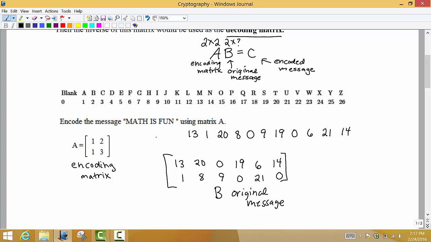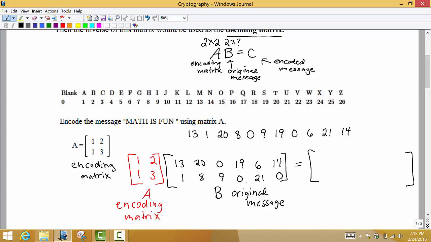Alright, and we're going to multiply that on the left by our encoding matrix. So I'm going to multiply that by [1, 1; 2, 3]. And this is our matrix A. So this is our encoding matrix. Okay. And we're going to put that into our calculator and multiply A times B. And the result is our encoded message.